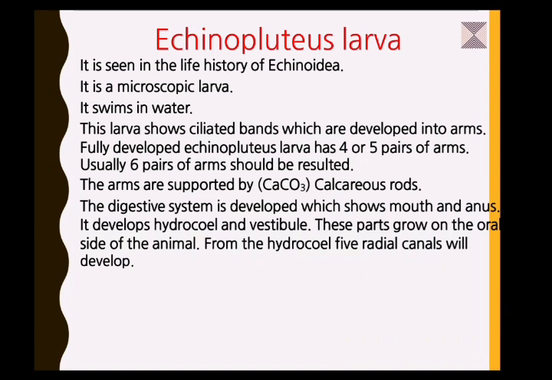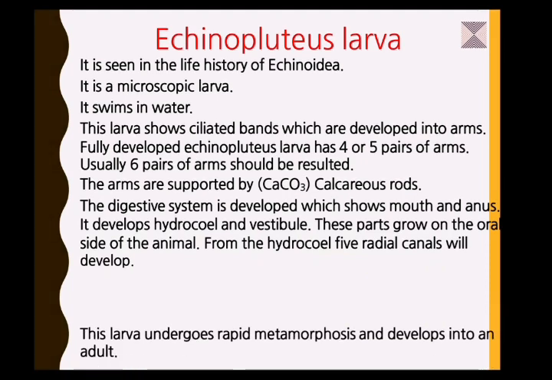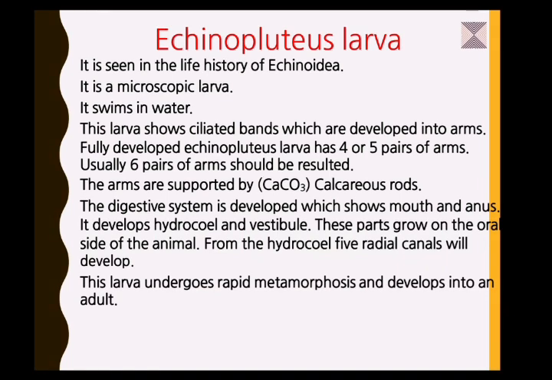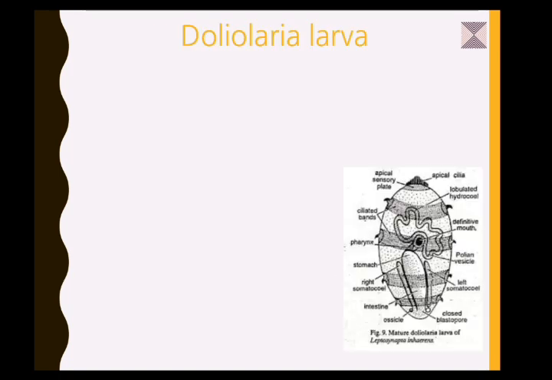Now these parts grow on the oral side of the animal. So these are developing on the oral side, as the vestibule will be on the oral side. From the hydrocoel, which develops inside this particular larva, the 5 radial canals will develop with time, whenever it is going for the adult formation. So this larva undergoes a rapid metamorphosis and develops into an adult. Ultimately, the Echinopluteus will form the adult form in the case of the echinoids.